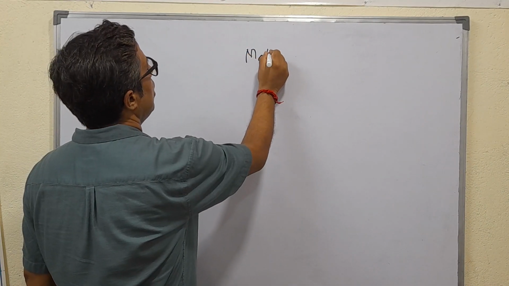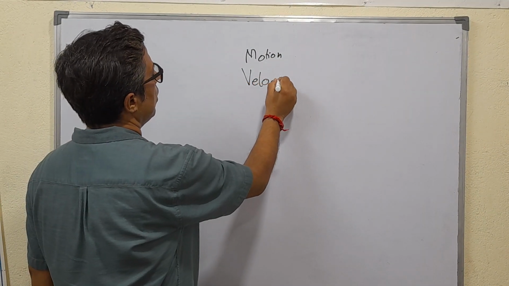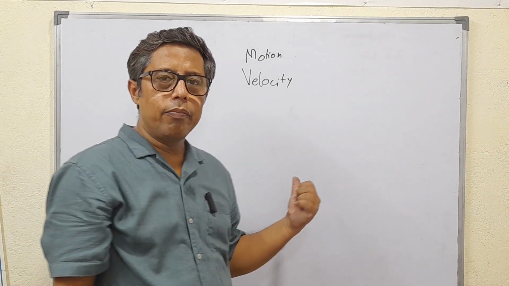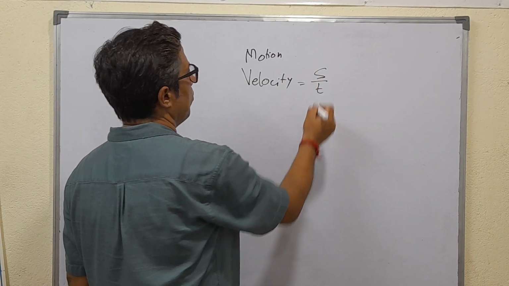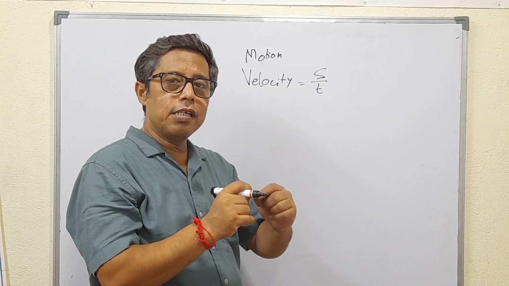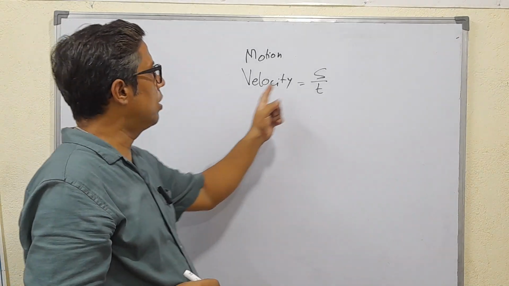Motion has velocity, right? What is velocity? Velocity is a vector quantity. Velocity means displacement by time. Displacement is the shortest distance we travel between two points. So velocity is displacement by time.